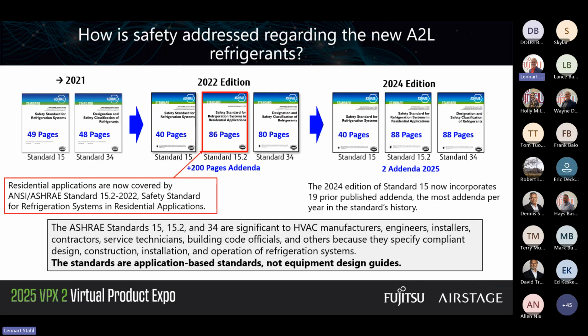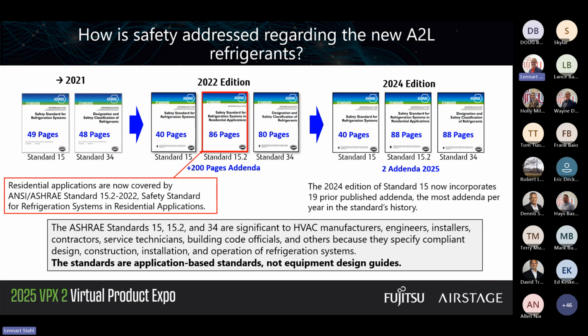So how do we address safety regarding these A2Ls? This is a summary slide that's kind of busy, but until 2021, it was 2 standards, Standard 15 and Standard 34. And they were actually more than 100 years old. Then in 2022, this was redone by ASHRAE, a major revision. They split out 15.2, so we have 15.2 as a separate standard, and that is for residential. And that's the one we're going to focus on today.